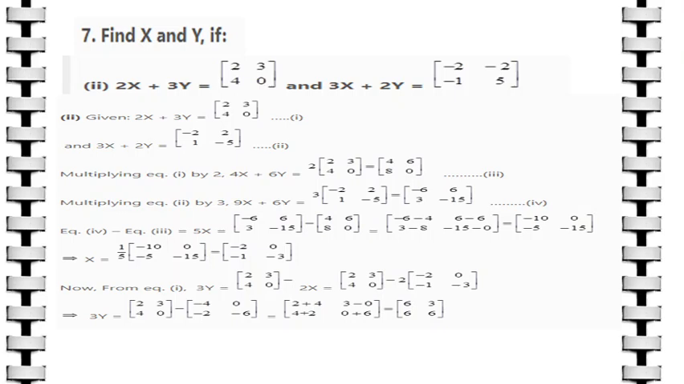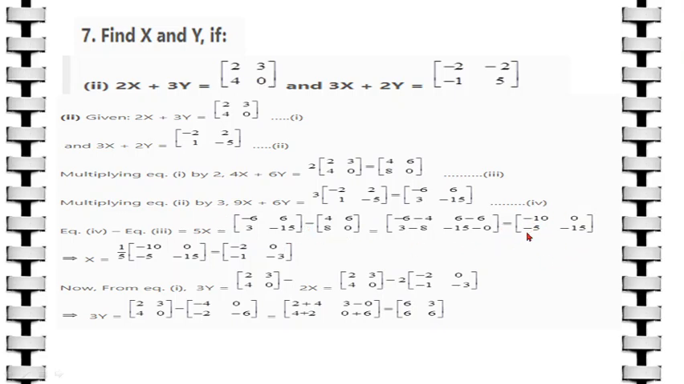Just to avoid minus, we can subtract the third equation from the fourth. So 9x minus 4x will be 5x, and 6y minus 6y will be 0. And this matrix minus this matrix we have written here. After that, we simply subtract: minus 6 minus 4 is minus 10, 6 minus 6 is 0, 3 minus 8 is minus 5, and minus 15 minus 0 is minus 15.